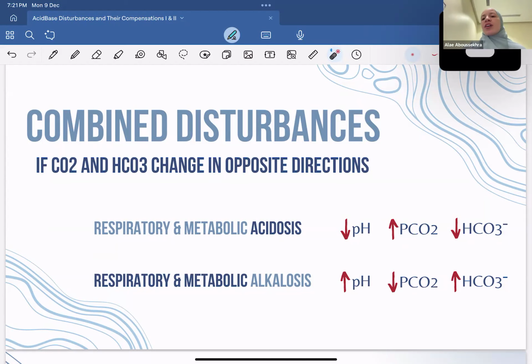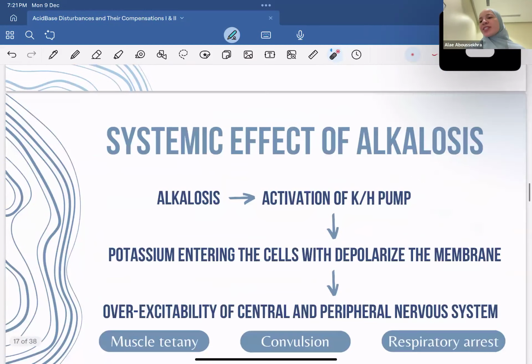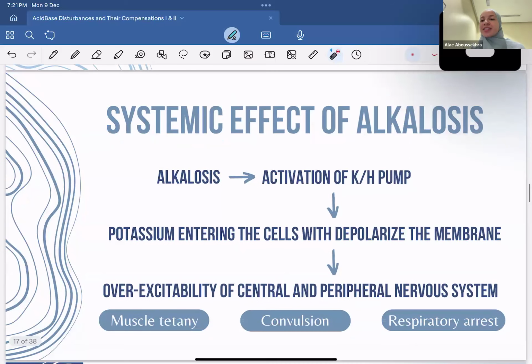Okay, so why are we studying these disturbances? Why do we care? It's basically the effect of alkalosis. Alkalosis can be really lethal to the human body if not controlled or compensated. What happens when you get alkalosis is that it's going to activate the potassium-hydrogen pump. Why? Because if there's alkalosis in the blood, the cells are going to try to compensate by kicking out hydrogen ions to the blood to neutralize the pH.